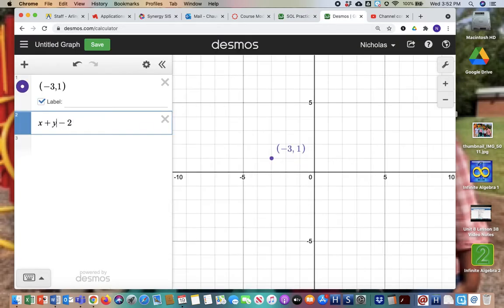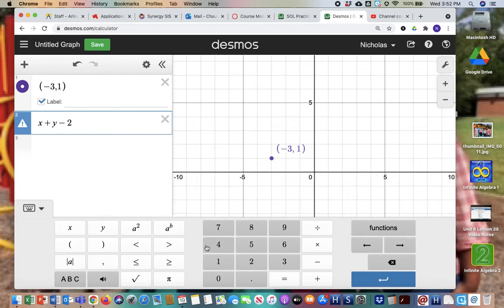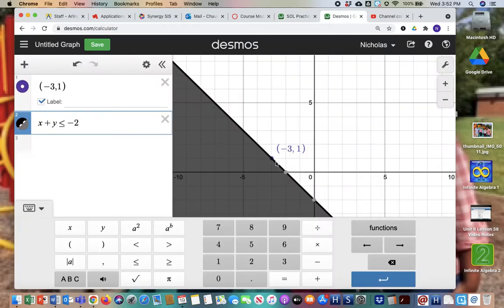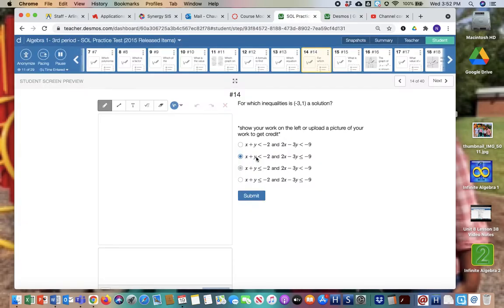So now let's change this to less than or equal to negative 2, because that's what it has for these bottom two. Now look, it's on the solid line, and that works. So it can't be either of these top two, it's got to be one of these bottom two. Now let's try one of the lines, see if it works, and if not, we try the other one.